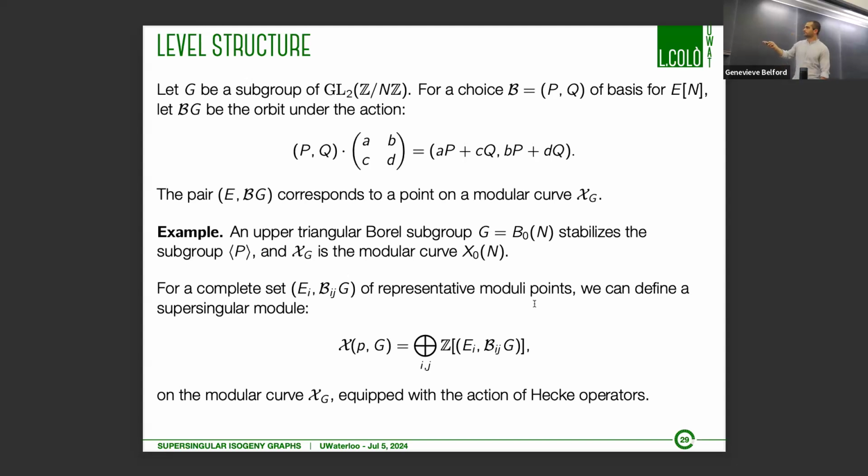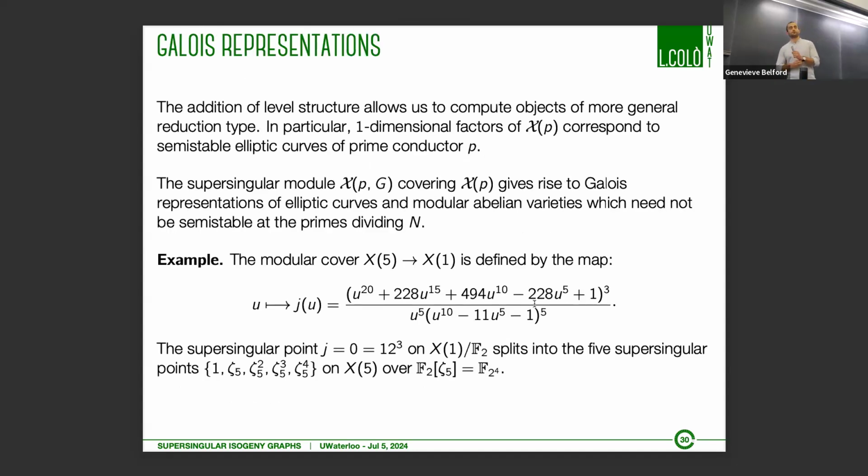In this slide, I'm just describing how you can reconstruct the Hecke module with, instead of just elliptic curves, isomorphism classes of what are called enhanced elliptic curves, so an elliptic curve with some extra structure. And one of the consequences that we are able to draw was in terms of Galois representations. We were able to show that by adding level structure, we are able to construct Galois representations that do not need to be semi-stable.